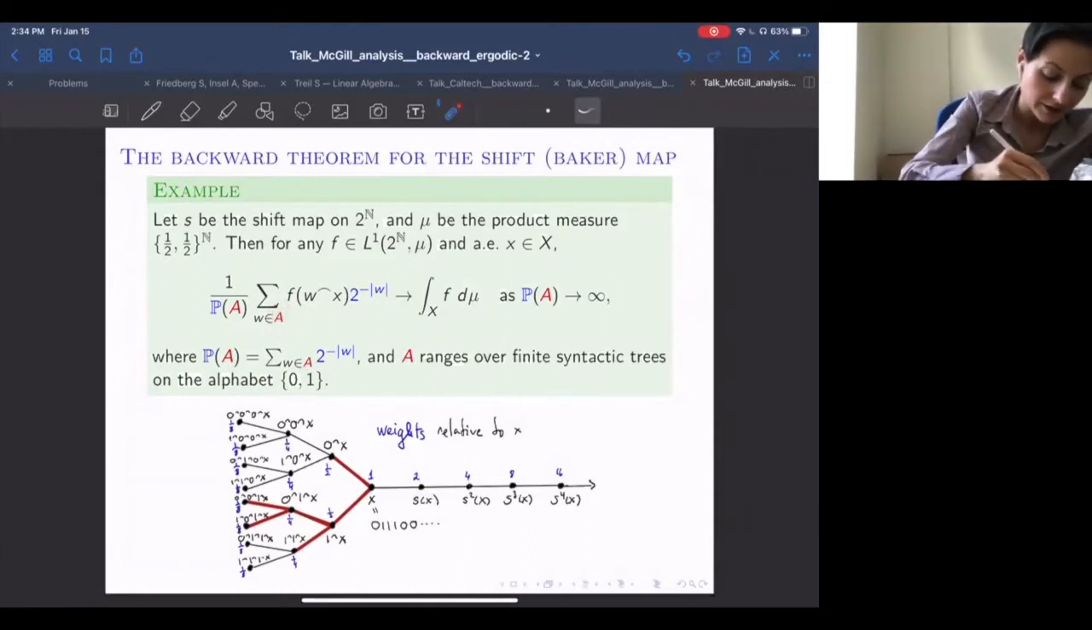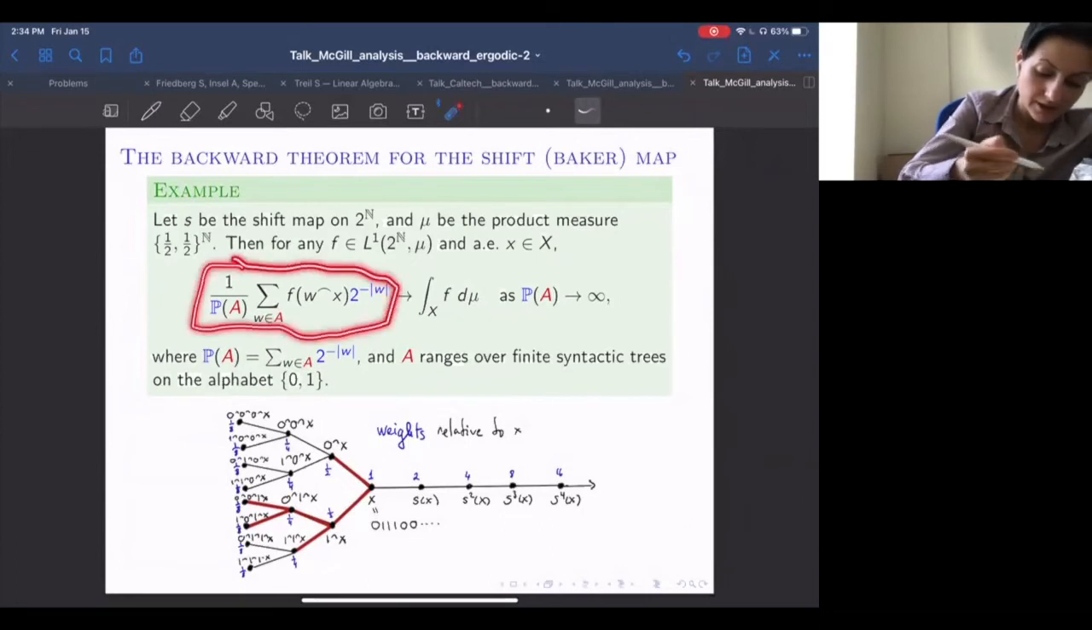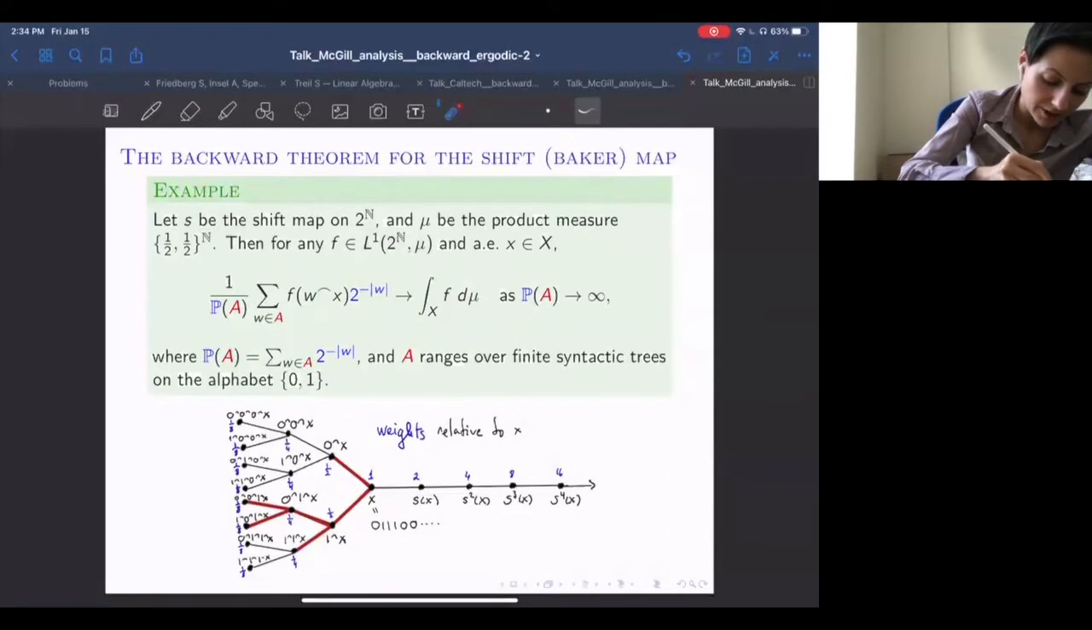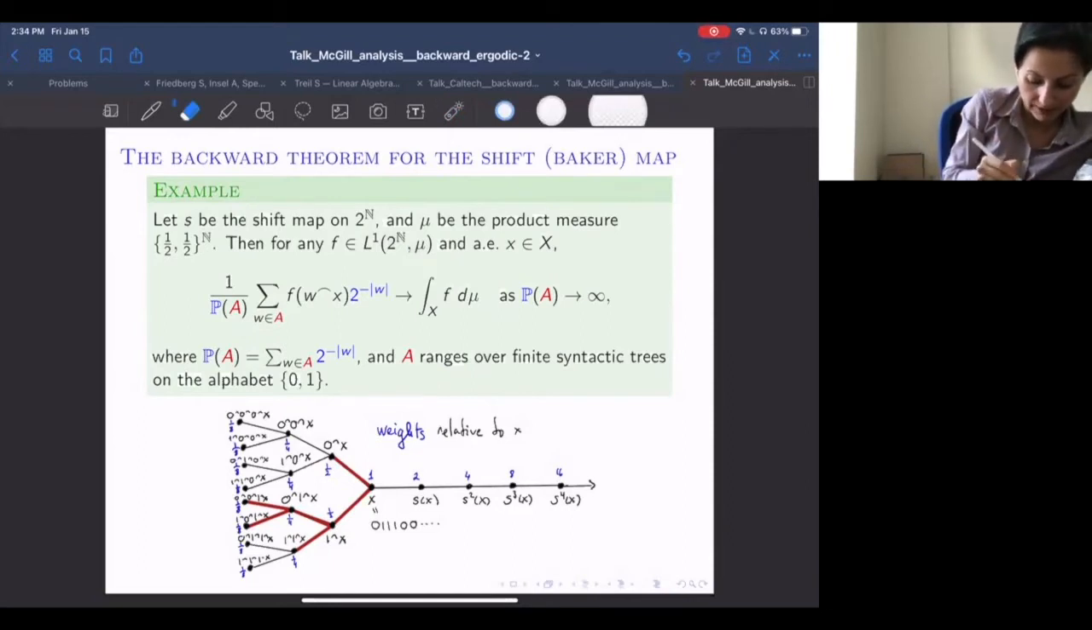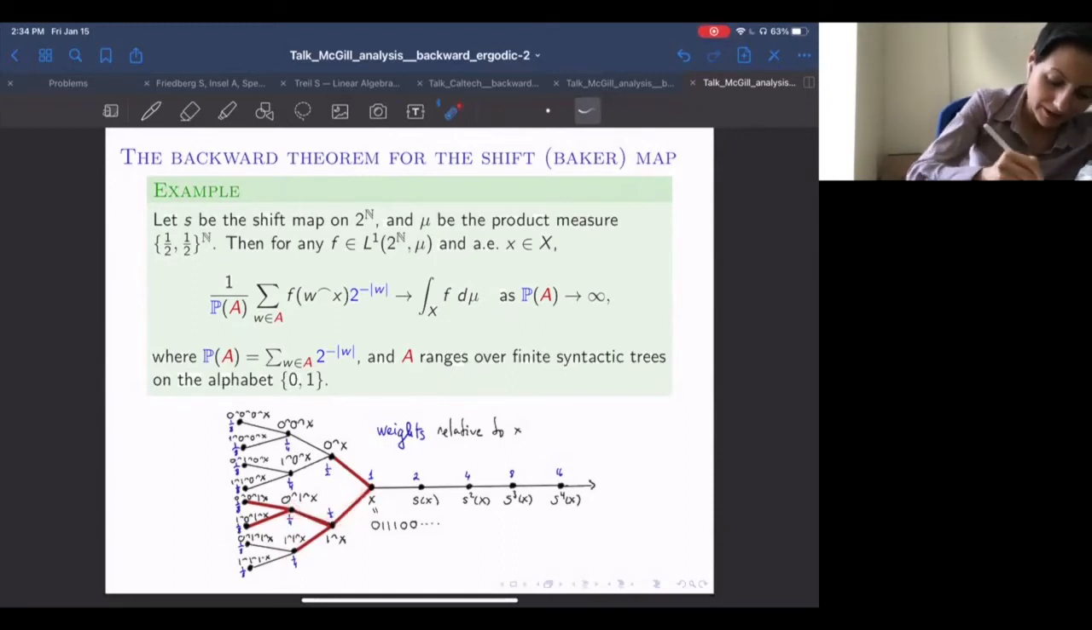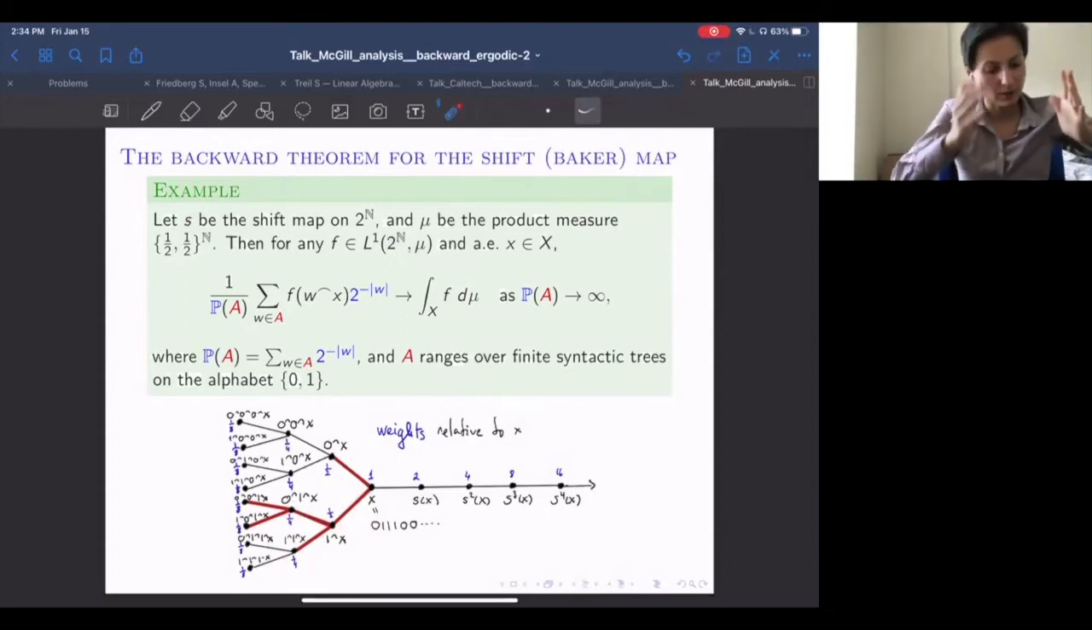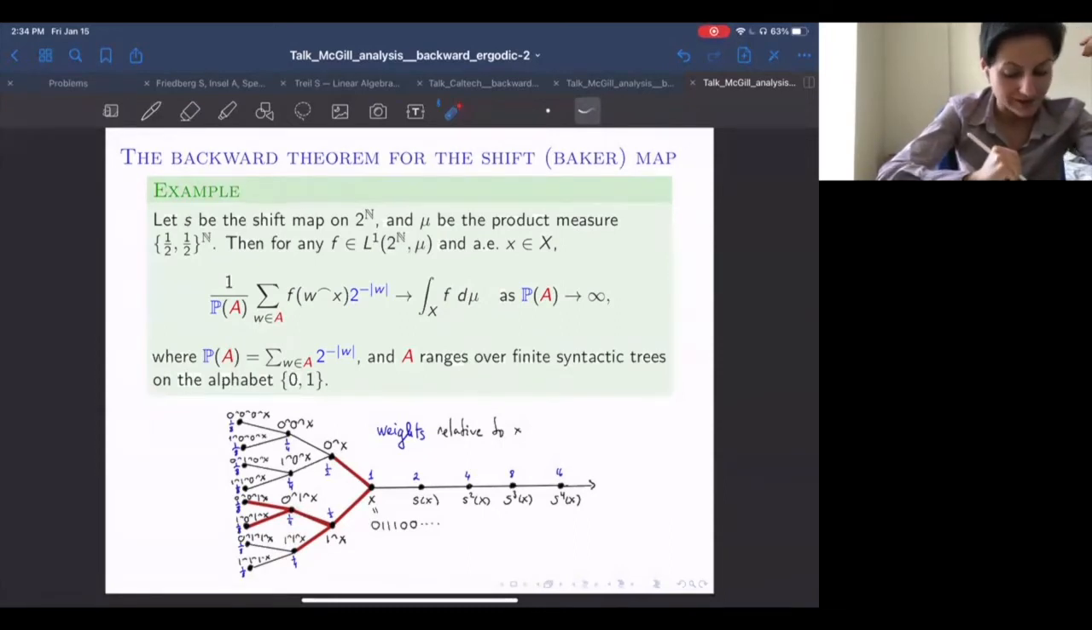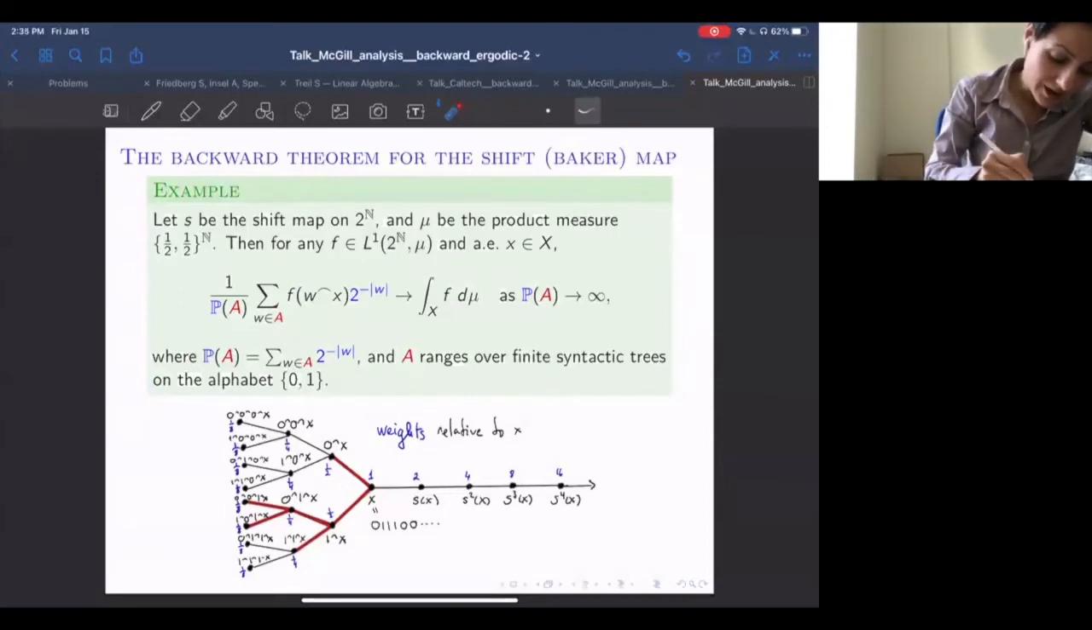If you take weighted averages over these trees, the weight for each finite binary word is the weight of that word. So who is this point? Let's say this is 0-1. The weight of this word is just 2 to the minus the length of the word, so in this case it's 2 to the minus 2. Okay, so this is what it says.